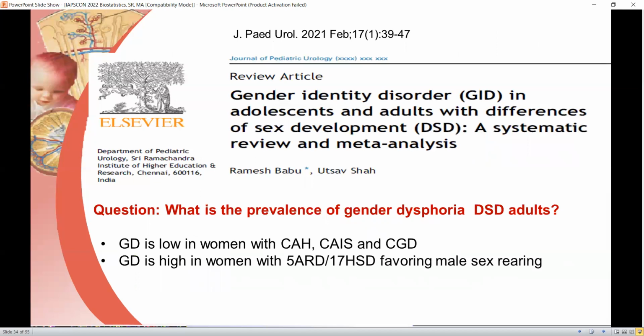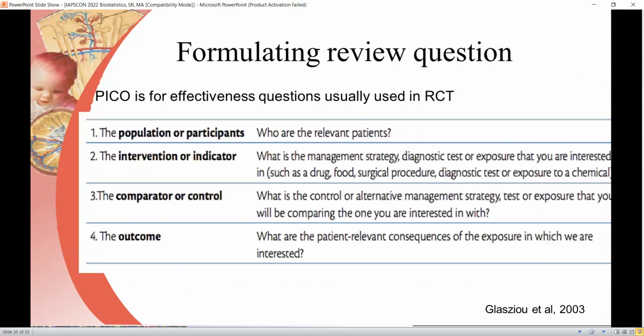So we published this paper in 2021. Gender identity or gender dysphoria in patients with disorders of sexual differentiation. We found that gender dysphoria is low if they are brought up as women in these conditions, whereas it is high in those who are brought up as men in these particular conditions. So this kind of summarizes and gives us a guideline about what to do, what not to do.